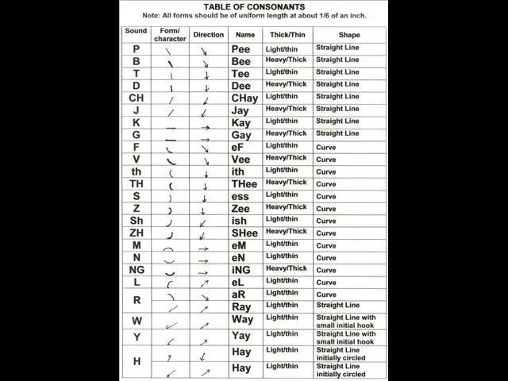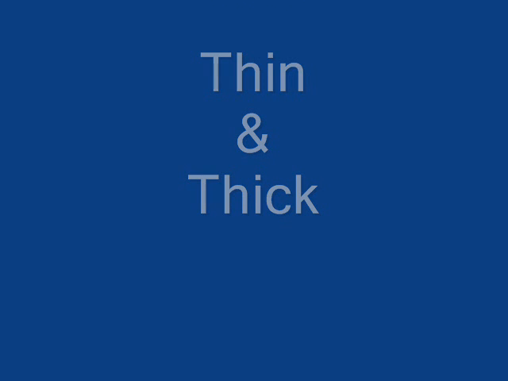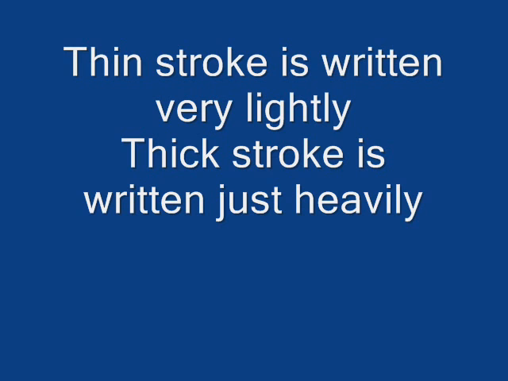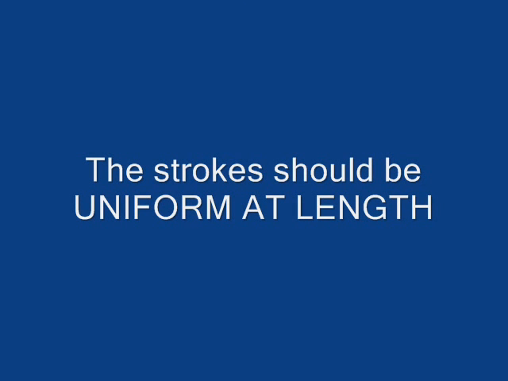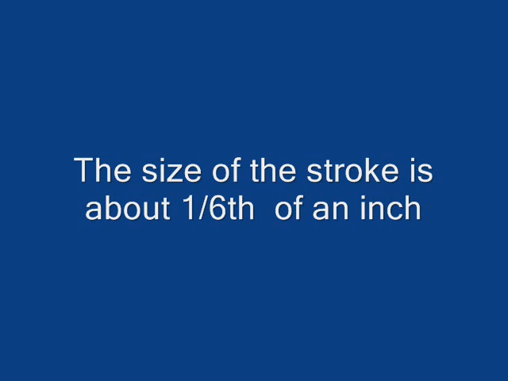Like that. Now, while writing these forms, you must be very, very careful with regard to thinness and thickness. A light stroke is written very lightly. A thick stroke is written heavily. You must differentiate. The most important point is the size of the strokes. The strokes should be of uniform length, and the size is 1/6 of an inch.